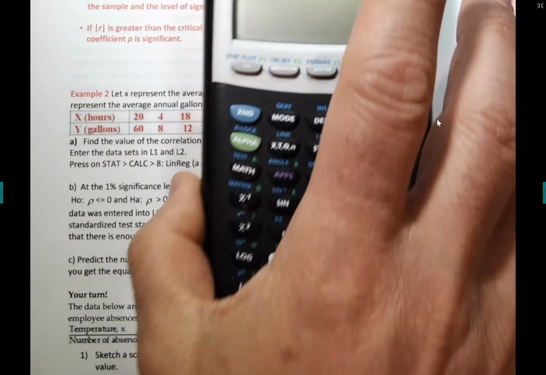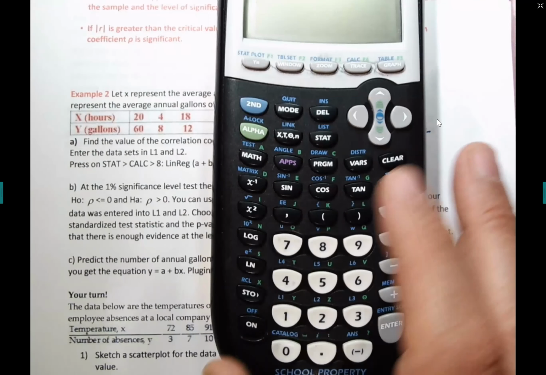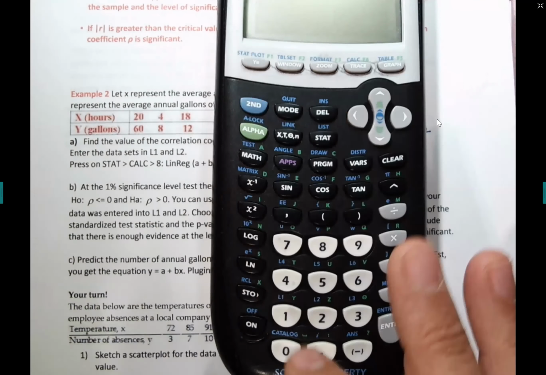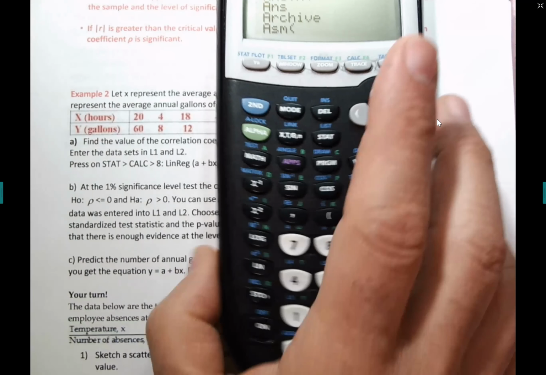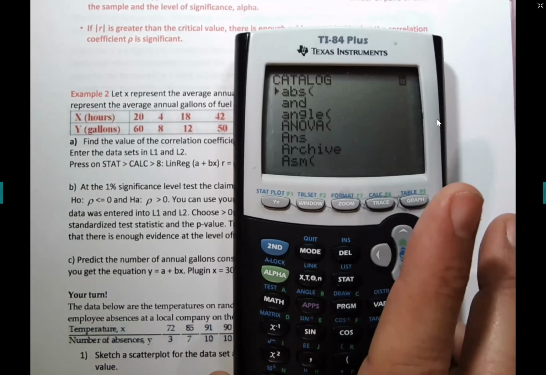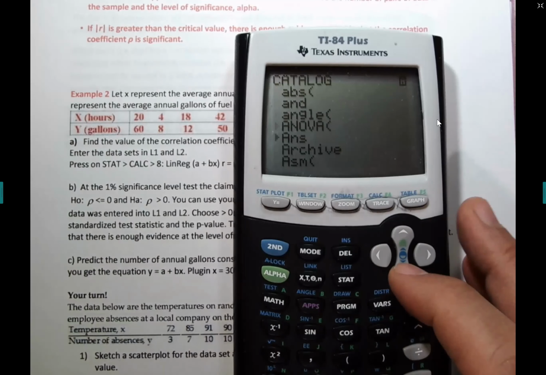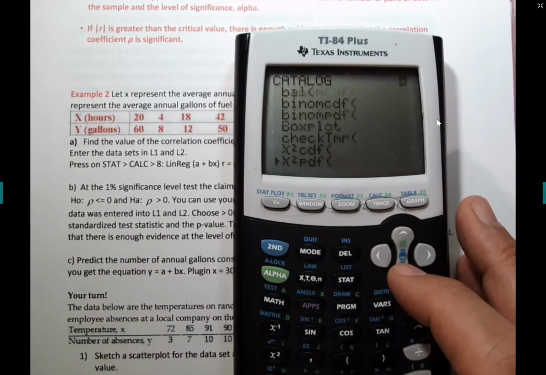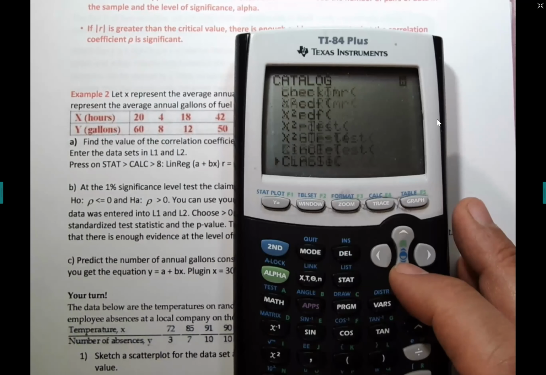If it didn't show R, look what you do. That's a good point here. Just press second and number 0, and then scroll down to diagnostic on. As I said on Monday, if you reset your calculator, you have to do this every time you reset your calculator.